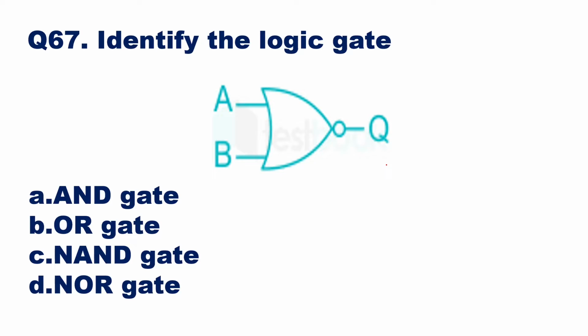So this symbol is for NOR gate. Here you can see this is the OR operation, and this is the bubble. That is, the output will be complemented, the output will be inverted. So this combination becomes NOR gate. So here option D will be the right answer. That is, the logic gate which is shown above is a NOR gate. Here you can see option D, NOR gate is the right answer.